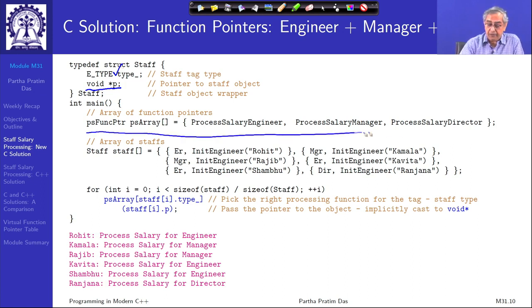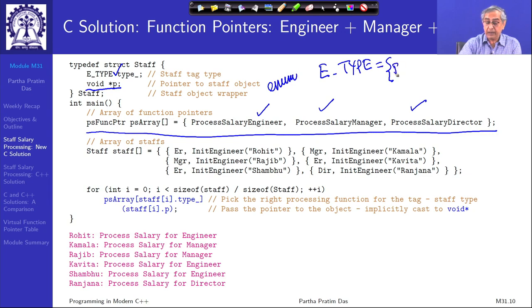I create an array of function pointers. These are the array of processing functions, and here is an underlying trick, which is, I should say, a protocol that has to be maintained. If you remember the enum, it was done as ER, MGR, DR, director, like that. In the internal representation, this is 0, 1, 2. So, I place the corresponding processing functions at the corresponding index locations of the array. This is very, very important.